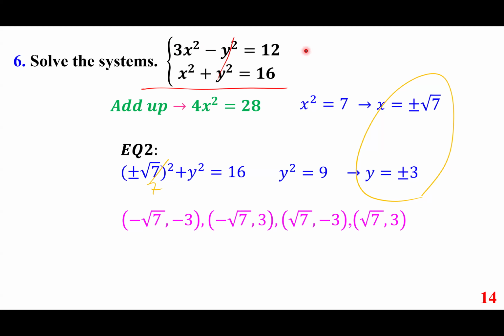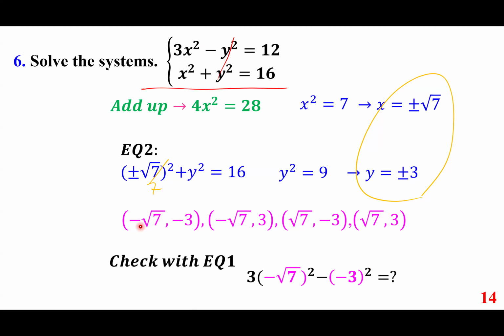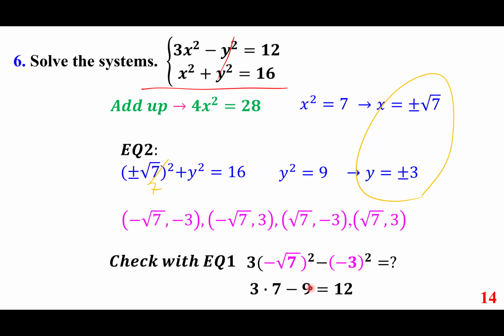So I'm going to check one of them. Okay, for example, the first one, I put it into this. 3 times equation 1. 3 times negative square root of 7 quantity squared minus negative 3 squared. So this one is 7 times 3, and this one is 9, so minus 9. 3 times 7, 21 minus 9 is 12. It checks. So I did one of them. You can figure out the rest of them in the same manner.